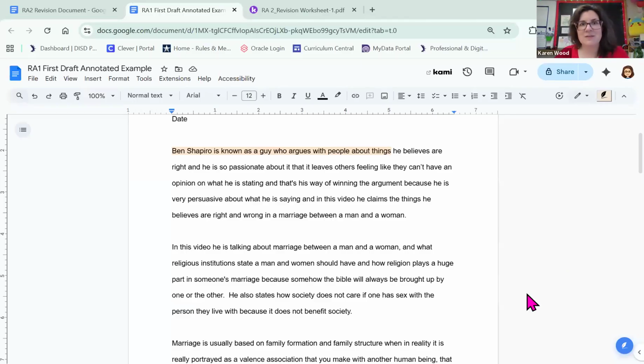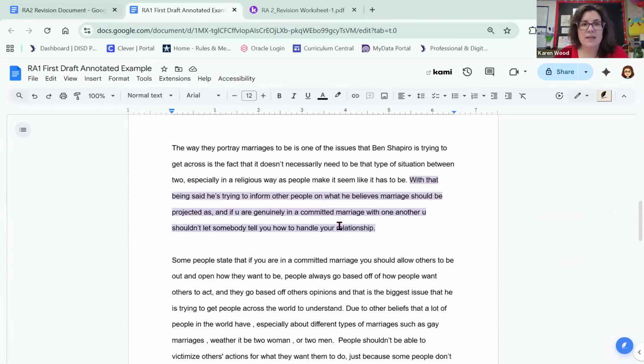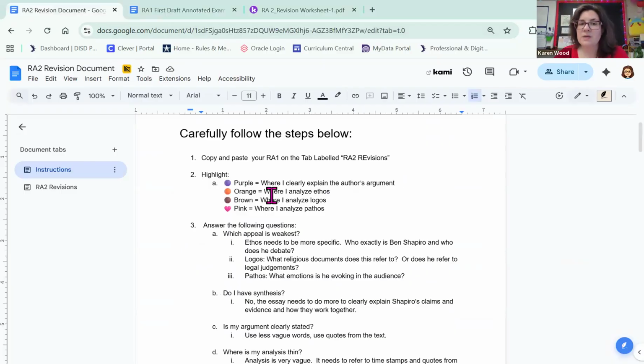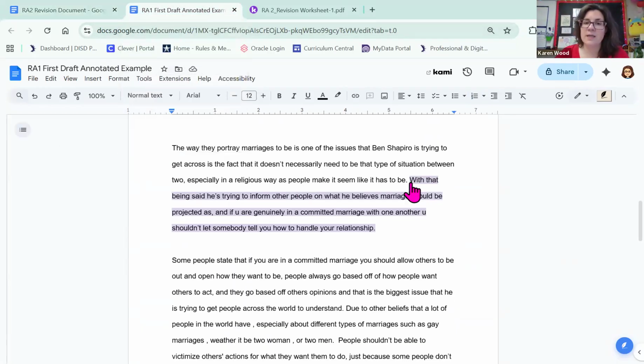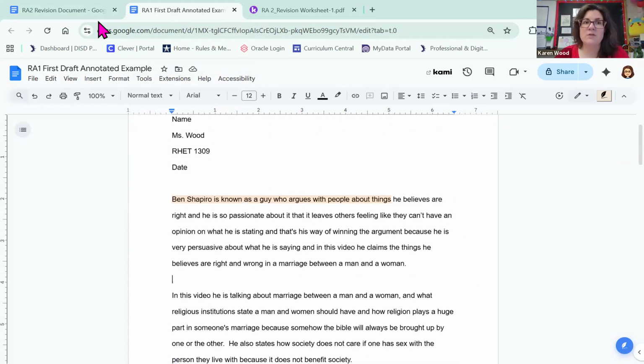Okay, I had to stop because there was a very long announcement. Okay, so you're going to read through your essay. You're going to highlight where you've explained your argument, where you analyze ethos, logos, and pathos. Now, if you don't have those, you know you've got a lot of work to do. You should at least have an outline of the argument. If you haven't even done that, then we really, really have a lot of work to do.